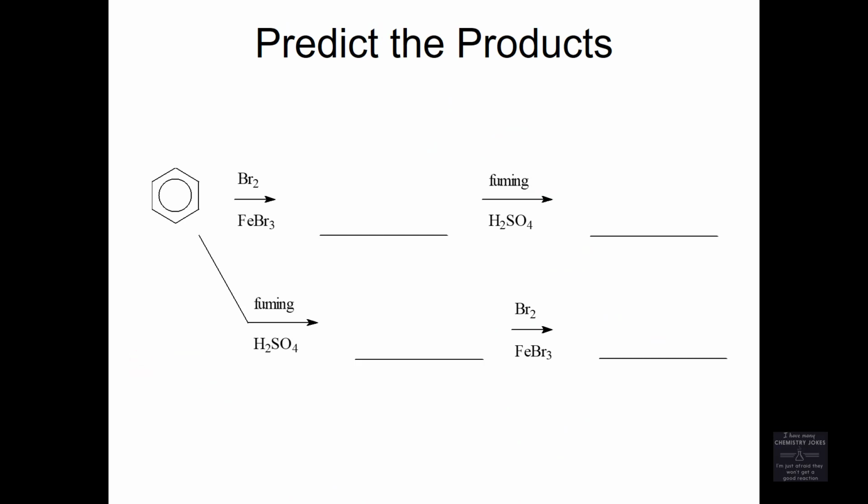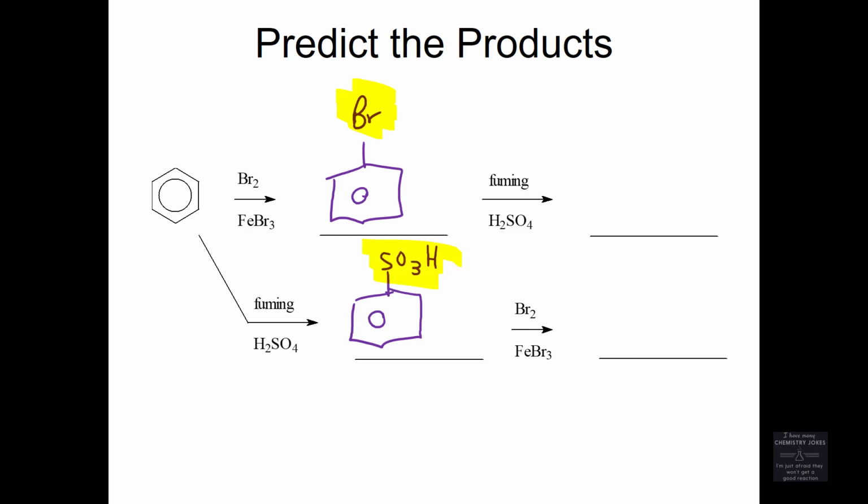Okay, next. Well, we add Br2 and FeBr3 to benzene. Let's add a Br. There's nothing dictating where that Br has to go. Add fuming sulfuric acid to benzene. There's nothing dictating where that sulfonic acid has to go. So put a sulfonic acid on. But now there is a group on your benzene in each of these, and you have to decide where your next stuff goes.